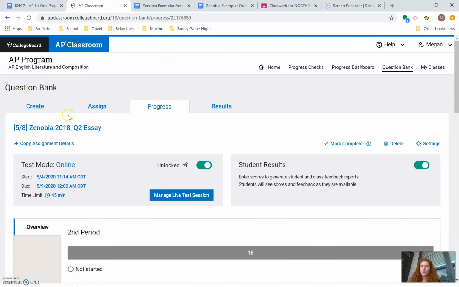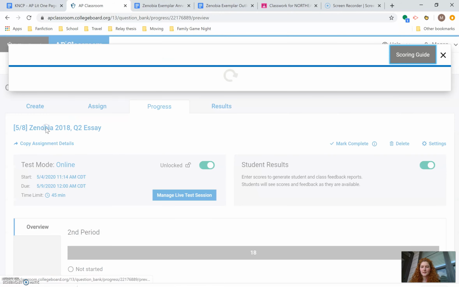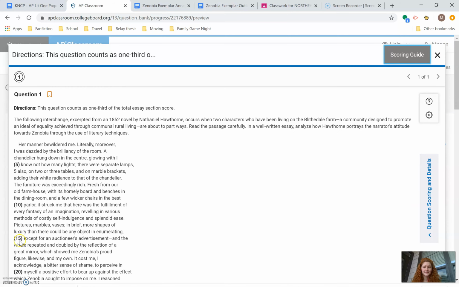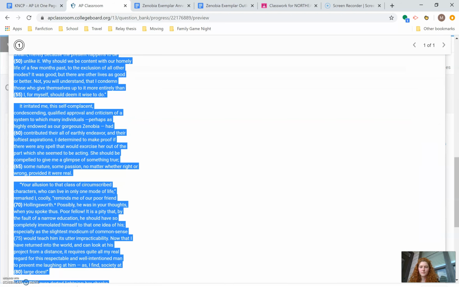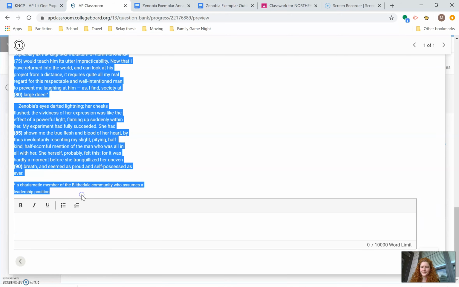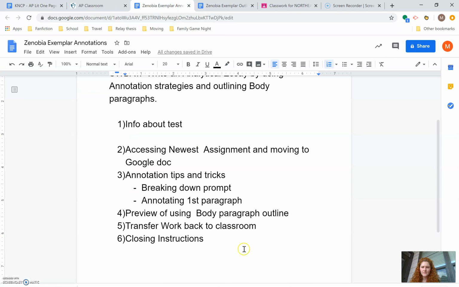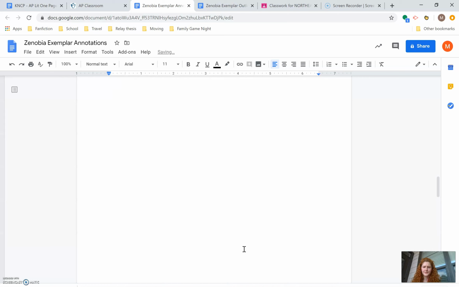And when you open it up, this is what I recommend. You literally grab the whole essay. So pull it like that, Control C, and then you can drop it in a Google Doc.